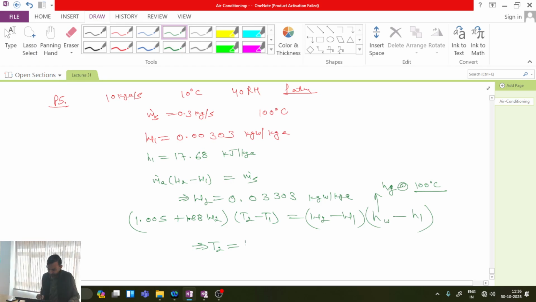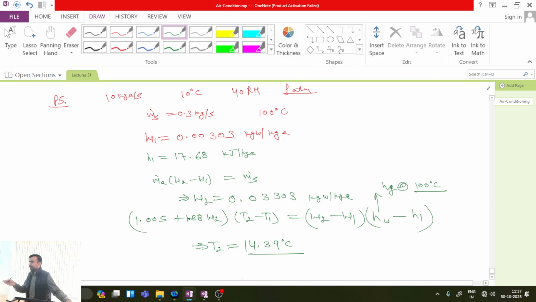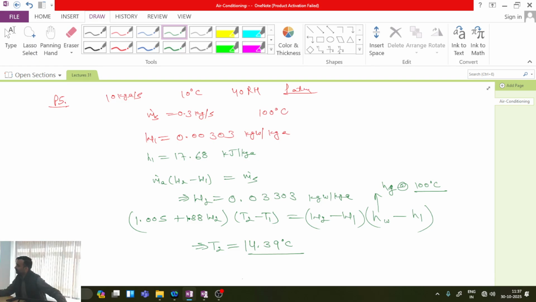Okay. Question done. That is all that was asked in the question, to calculate the outlet state, so we determined W2, we determined T2.